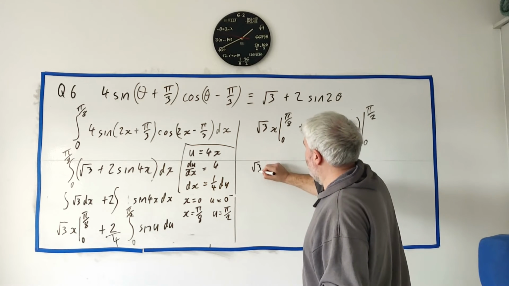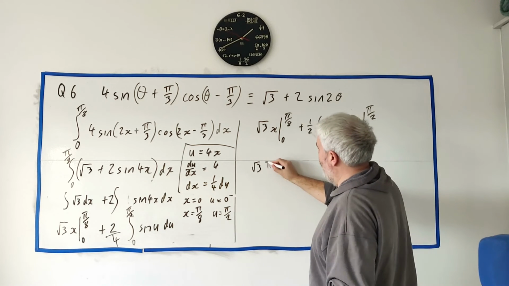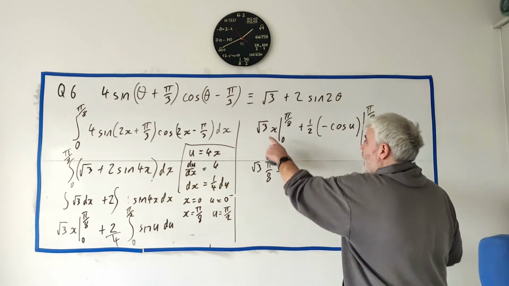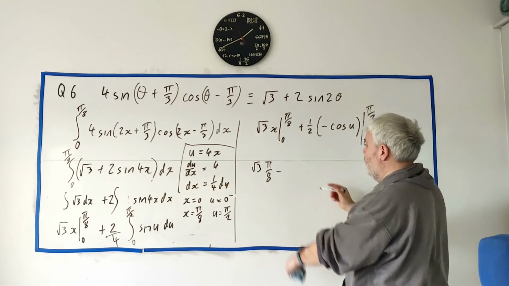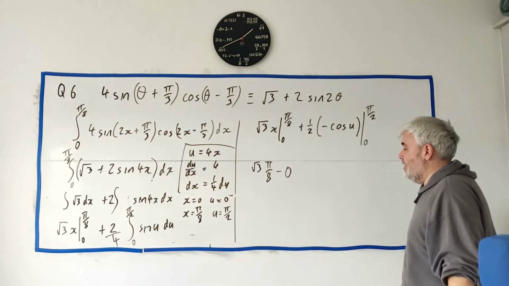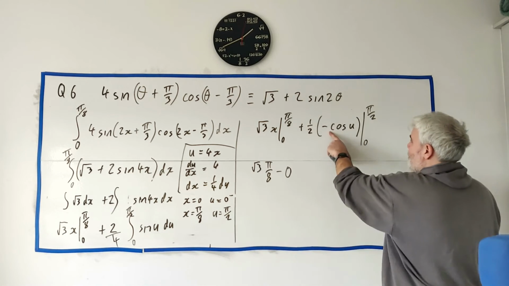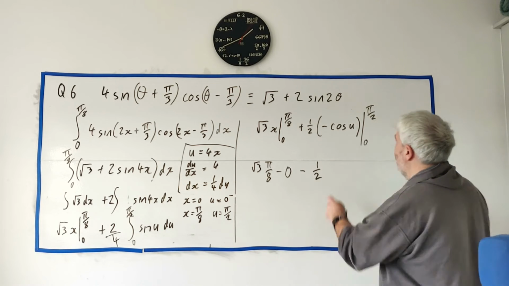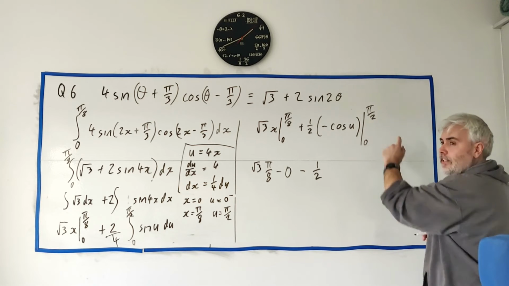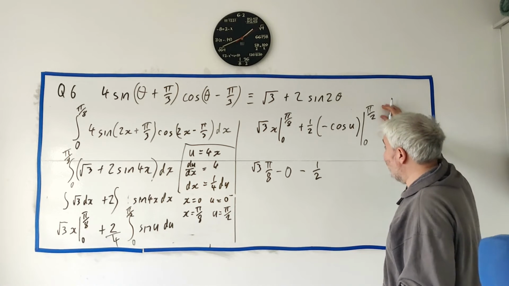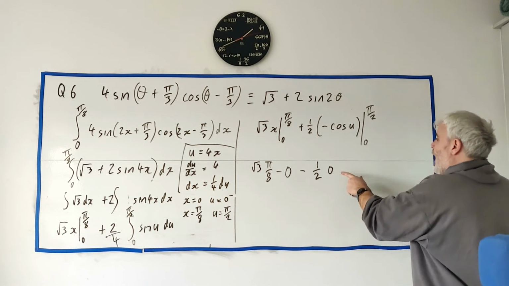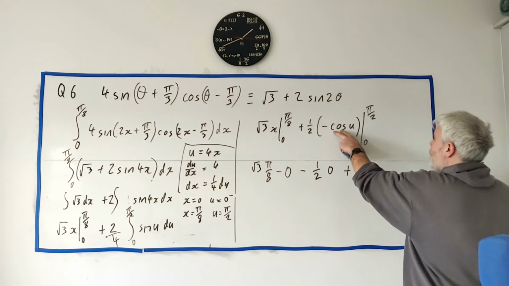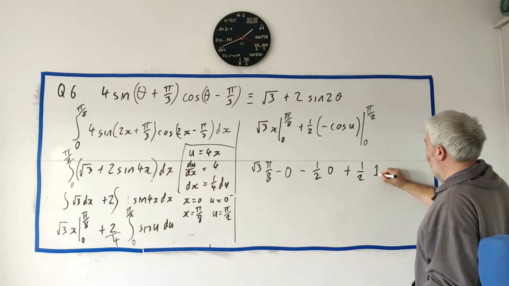We just go ahead and put all these numbers in. Square root of 3 multiplied by pi over 8 minus square root of 3 multiplied by 0, which is 0. And let's see, minus comes out of this. Minus 1/2 cosine 90 degrees. Cosine pi over 2 is 0. Minus minus, we get a plus a half, and cosine of 0 is 1.